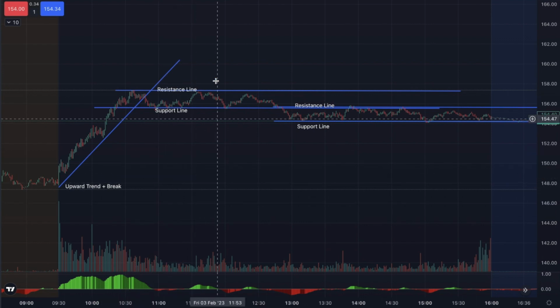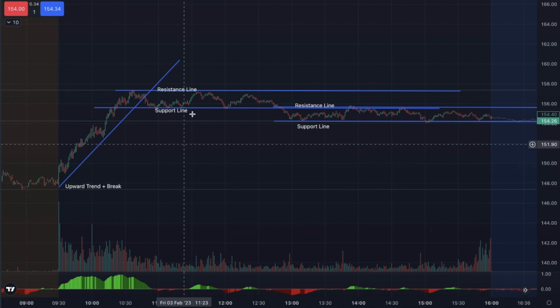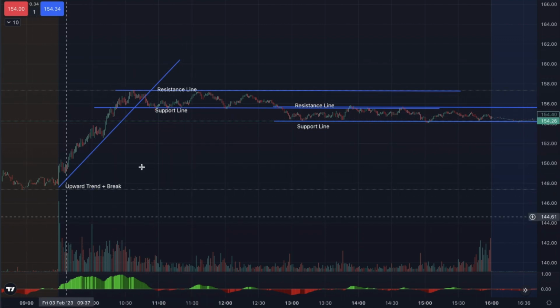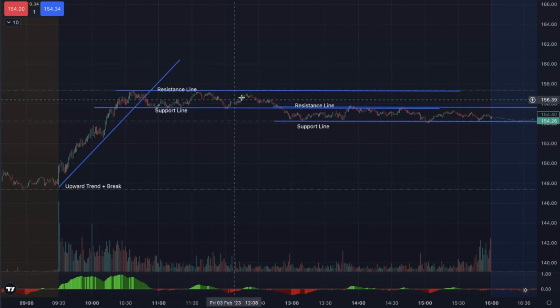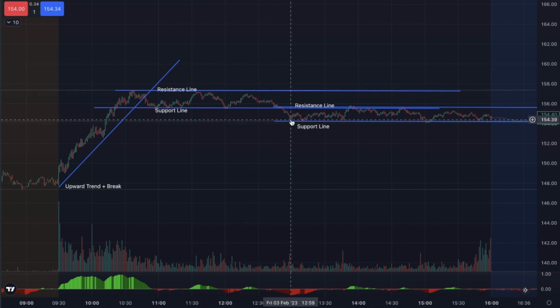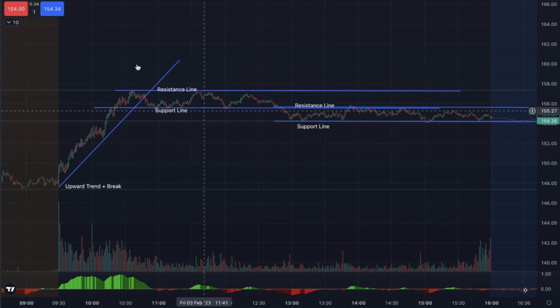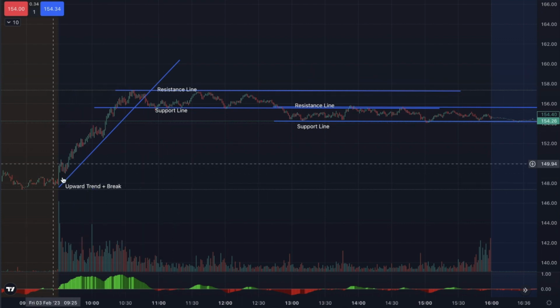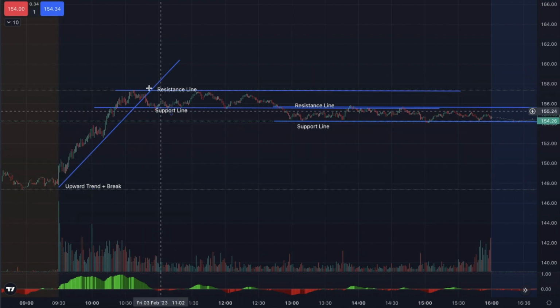So if we were to just look at this chart, the majority of the money would be made right here. Now, I'm not saying that you can't make money over here past 11 o'clock. You can definitely make money past 11 o'clock, and I'll go into that. But as we can see over here, this is where the profits were made.